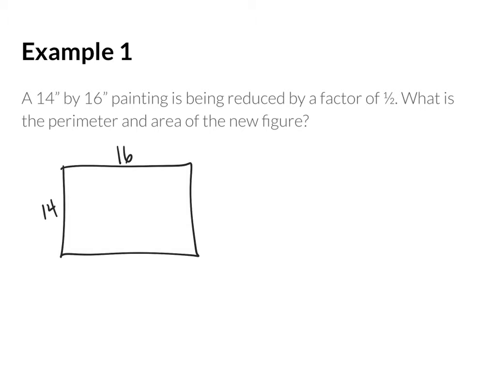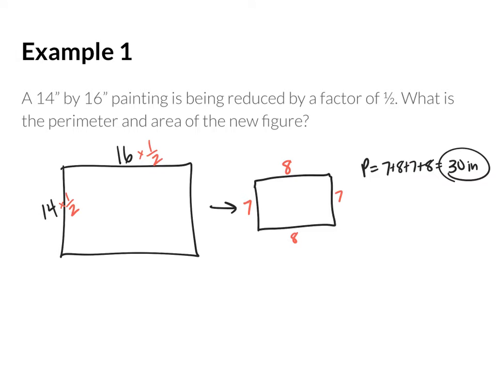It's always helpful in these problems to draw them out. A 14 by 16-inch painting being reduced means it's going to give me a smaller size in the end. If it's reduced by a scale factor of 1/2, then I'm going to find 1/2 of 14 and 1/2 of 16, giving me new dimensions of 7 and 8. Now, if the left side and the top are 7 and 8, then the other sides must be 7 and 8 as well. So in order to find the perimeter, I add up all of my 7s and 8s, giving me a perimeter of 30 inches.